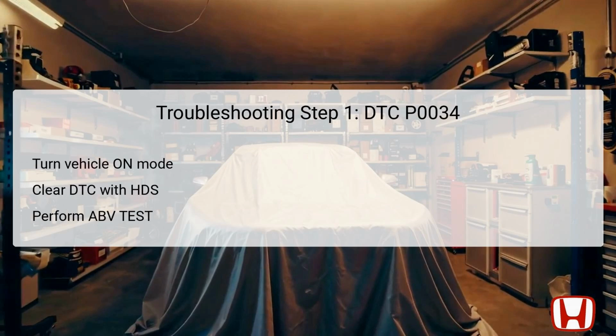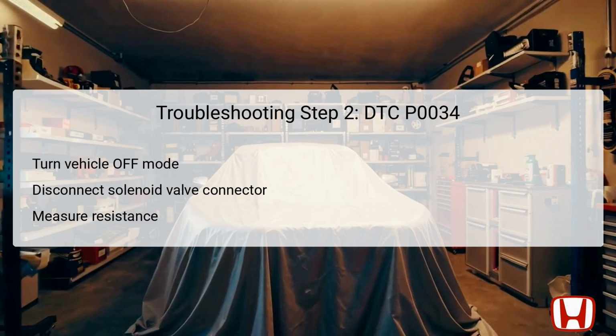To begin troubleshooting for DTC P0034, first turn the vehicle's ignition to the on mode without starting the engine. This begins the diagnostic process by providing power to the vehicle's systems. Next, use the Honda Diagnostic System, HDS, to clear any stored diagnostic trouble codes, DTCs. This step ensures that you are working with a clean slate and allows for accurate monitoring of current DTCs. After clearing, turn the vehicle to off mode, then back to on mode to perform the active bypass valve, ABV, test through the HDS. During this test, monitor for any reoccurrence of DTC P0034, as it will confirm whether the fault is persistent or intermittent.